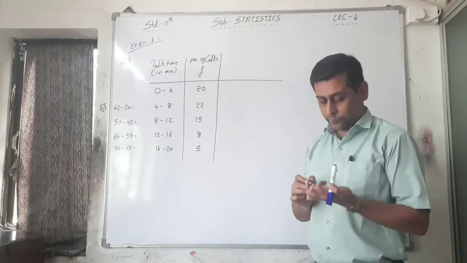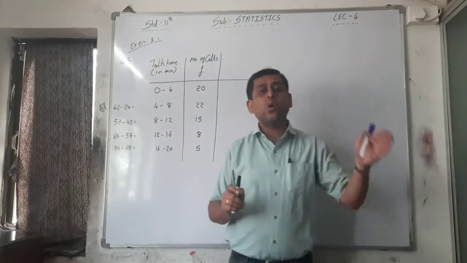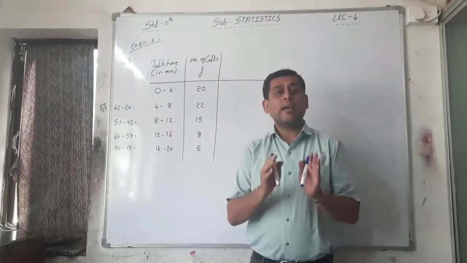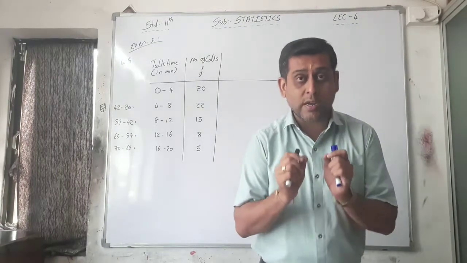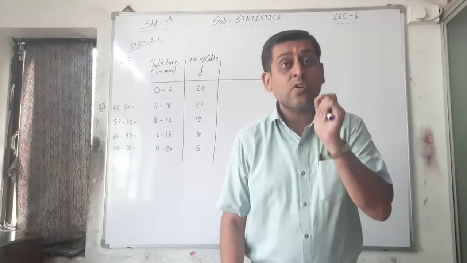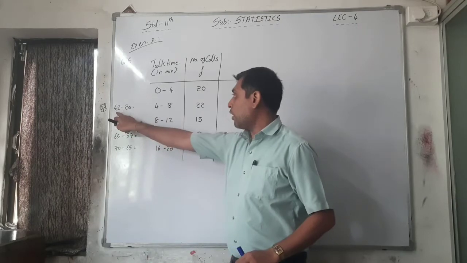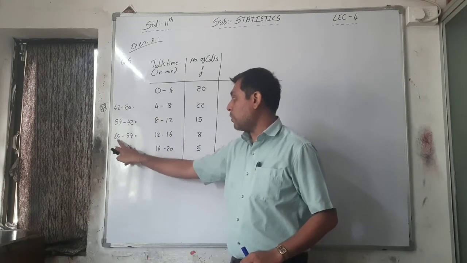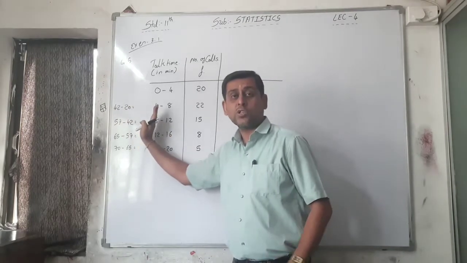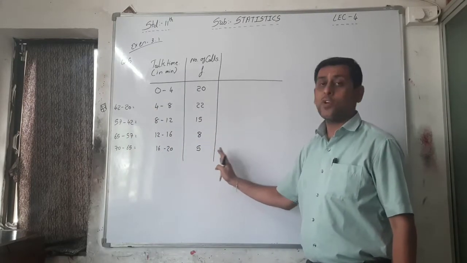Whenever I told you in example number 8, whenever the data is given like below 20, below 40, below 4, whatever, or less than 4, less than 8, then you have to subtract and find out the original frequency, because in that particular case, cumulative frequency is given. You can find out this way: current minus previous, current minus previous. This is just for your information, just a working note. You don't have to write this here, you just have to write the original frequency.